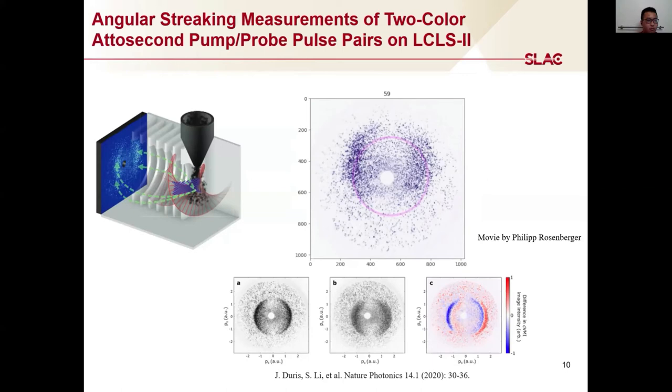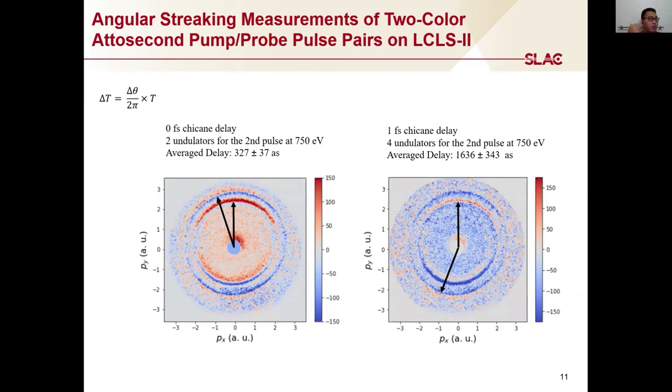As we said before, the momentum shift of the photoelectron is related to the vector potential of the streaking laser at the ionization time. Given the temporal delay between the arrival times of the pump and probe pulses, the streaking angle of the photoline ionized by the pump pulse is different from that of the probe pulse, since the two ionizations happened at different times. The pump-probe delay can be measured from the difference in streaking angle of the two photolines.